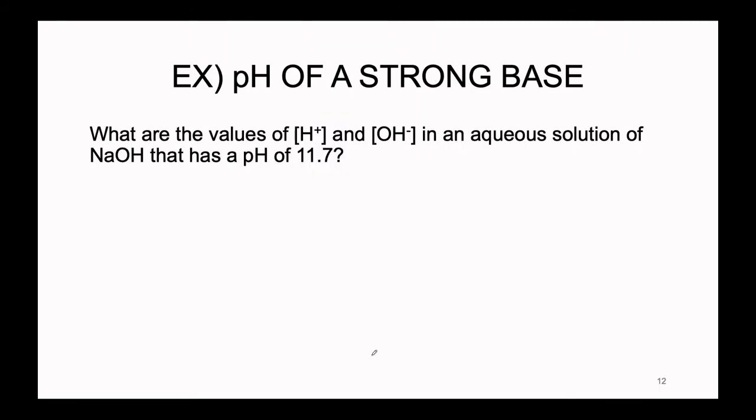All right, so let's look at an example problem that links these pieces together, the pH and the pOH. What are the values of the concentration of H plus and the concentration of OH minus in an aqueous solution of NaOH that has a pH of 11.7? So here we are looking at something that is very basic. Your pH is more towards the 14 side, meaning that you are working with a base. This makes sense since sodium hydroxide is a very well-known strong base.